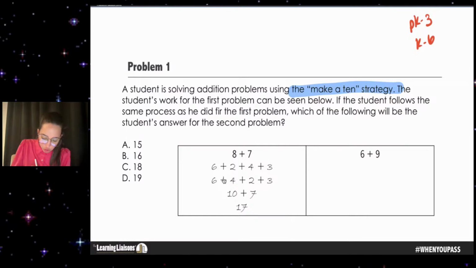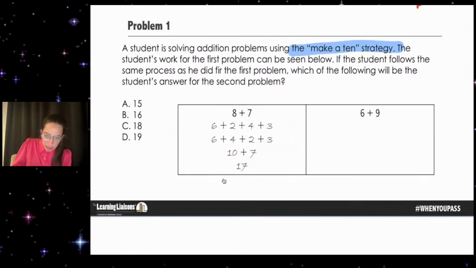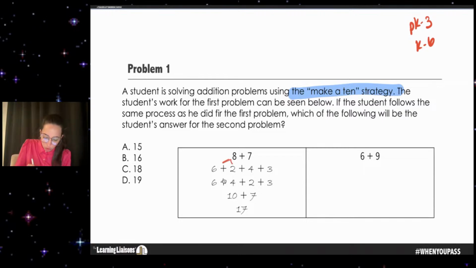So this student took 8 plus 7 and expanded it to 6 plus 2 and 4 plus 3. 8 is the same thing as 6 plus 2. 7 is the same thing as 4 plus 3. And then it looks like the student used the commutative property. Not that you need to know the name for this problem, but you need to understand what it does. It means that we can switch those addends in any order and then add. So they switched these two addends. Instead of 6 plus 2 plus 4, they did 6 plus 4 plus 2 plus 3.